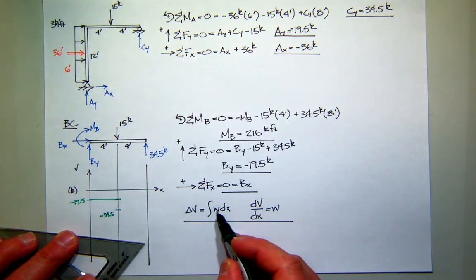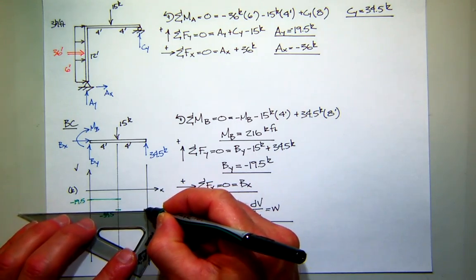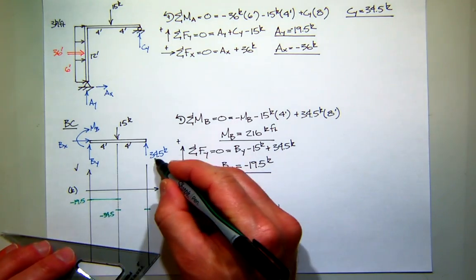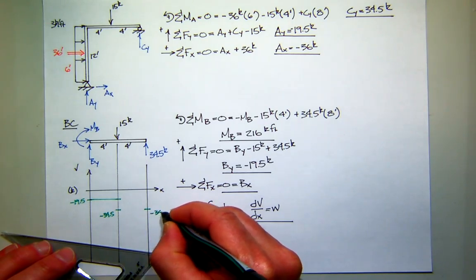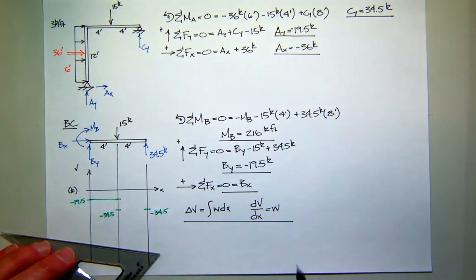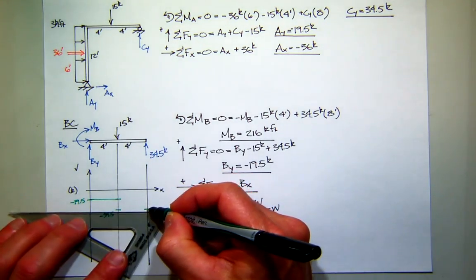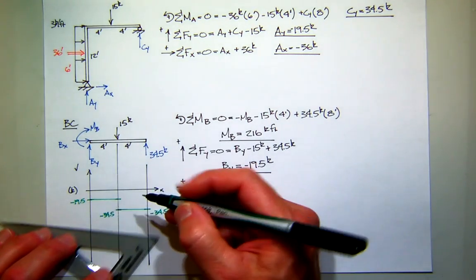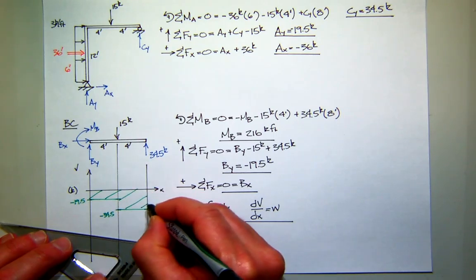The change in shear is the area in the load curve. Load curve is 0, so no change. And it matches the negative 34.5 value at the end. The slope of the curve is the load. The load is 0. 0 slope. So we have this kind of stepped shear diagram.